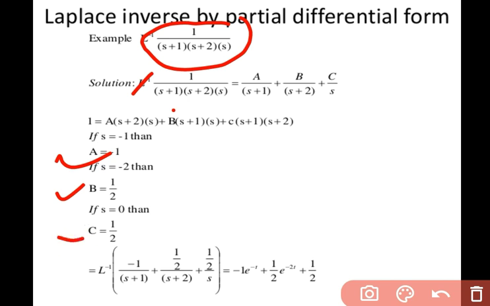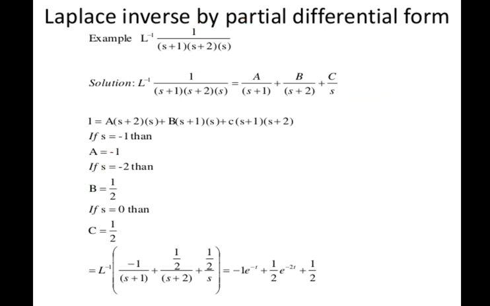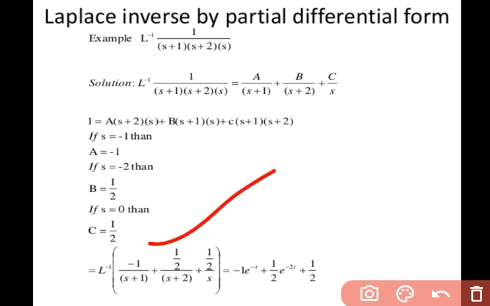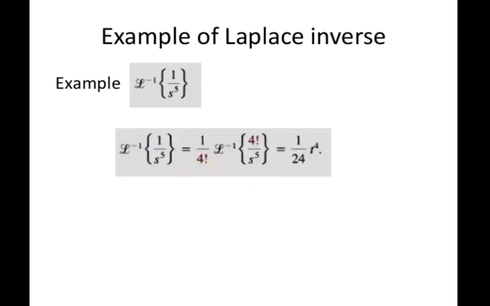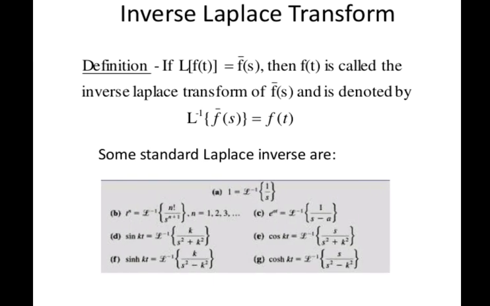Then put here. So this is L inverse a upon s plus 1, a is minus 1, b upon s plus 2, so b is half upon s plus 2, c is half upon s, and after taking Laplace inverse of each term we get the final result, using the inverse formula, this formula.